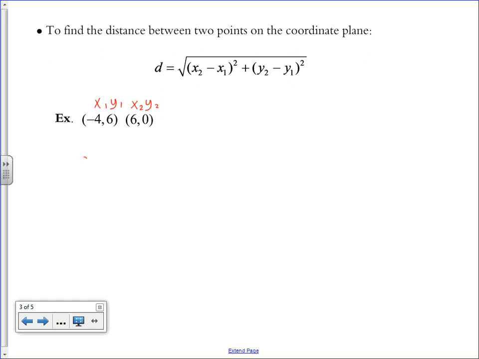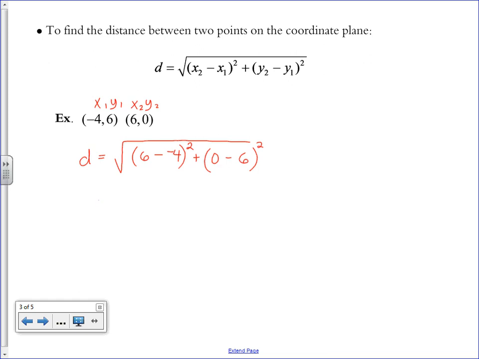So we're looking for the distance between these 2 points. That's why it's d equals a long square root sign. In the first parentheses, it's the second x value minus the first x value. That whole quantity is squared. And there's an addition sign. In the second parentheses, it's the second y value minus the first y value. And that quantity is squared as well.